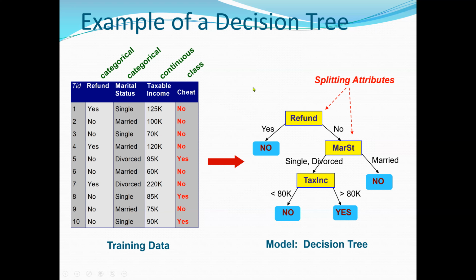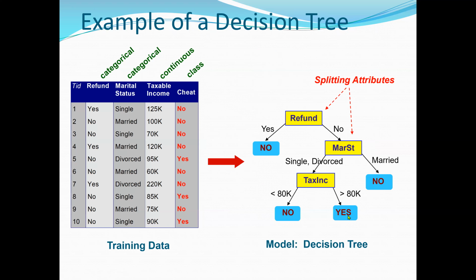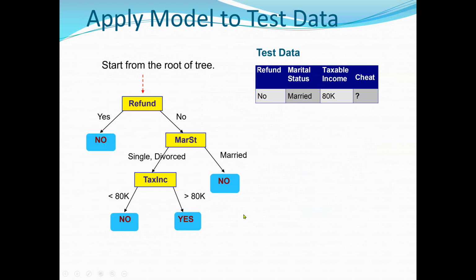So this is how the decision tree algorithm works. The first thing we build here is just the model. We use the training set to build the model. Now we are going to test how accurate it is.